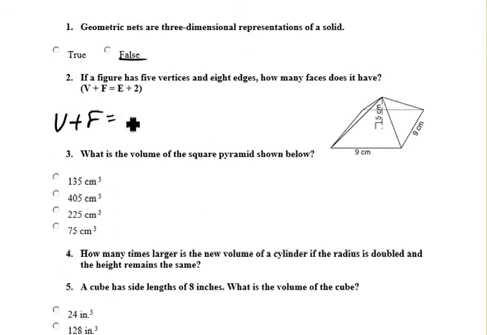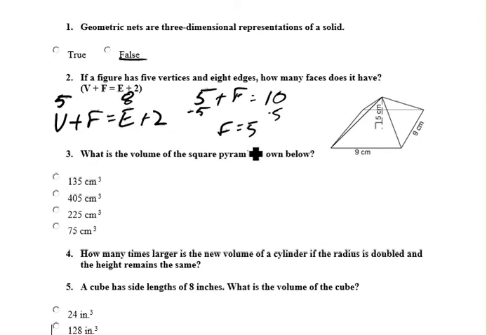V plus F equals E plus 2. Okay, so 5 vertices, 5. 8 edges, 8. So now I have 5 plus F equals 10, because 8 plus 2 is 10. Okay, and then I'm going to subtract 5. Subtract 5. So F equals 5. So there's your answer. How many faces does it have? 5.